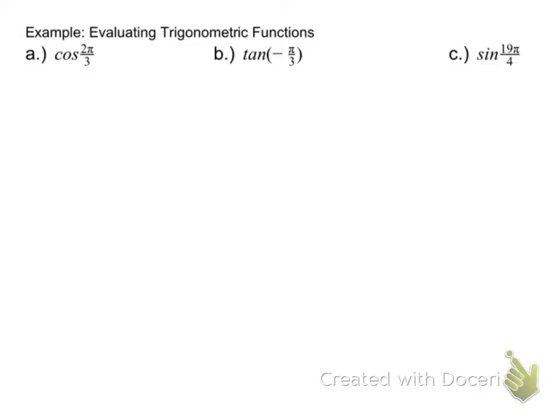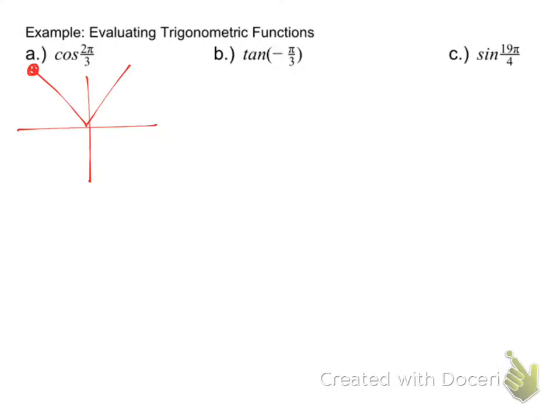Now I want the actual value at the terminal point, right? The actual value of cosine of 2 pi over 3 with its appropriate sign. Cosine of 2 pi over 3. How many pi's over 3's am I moving? 2 of them. One of them's here. One's there. I'm stopping here.